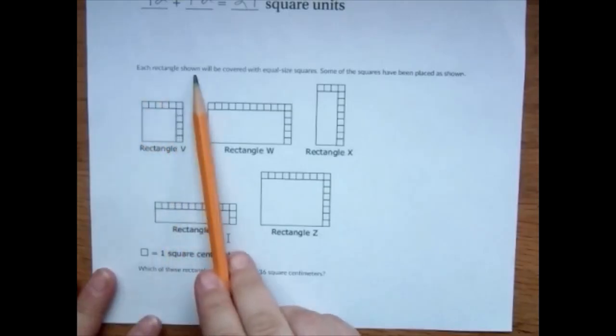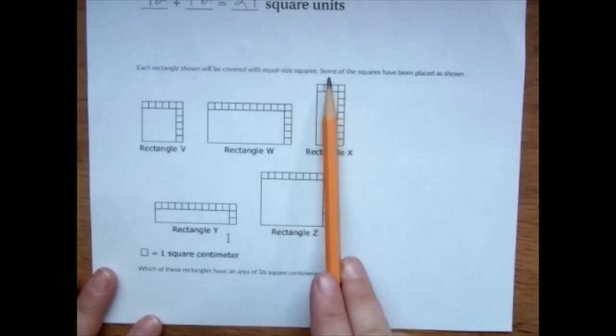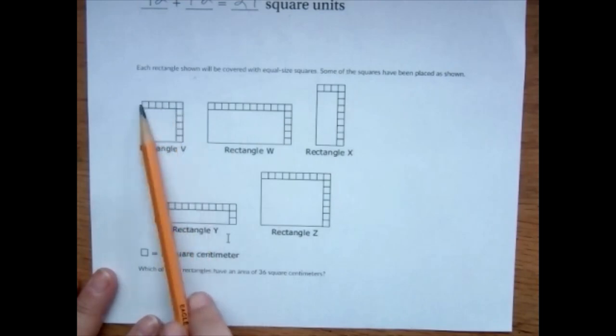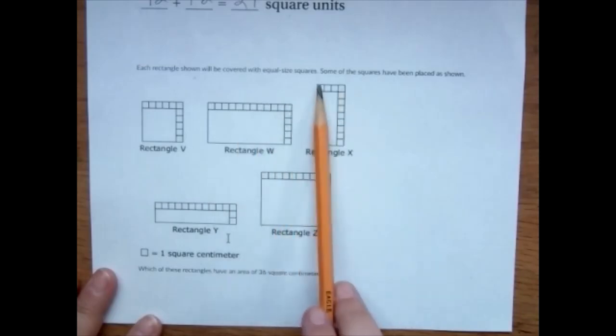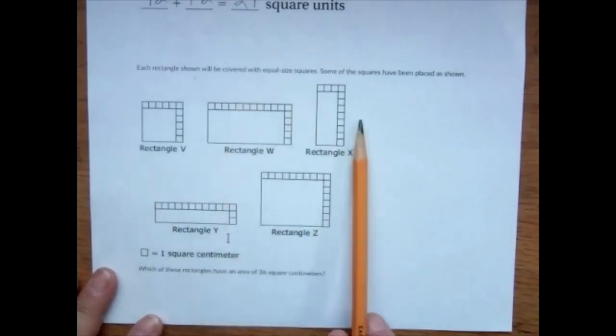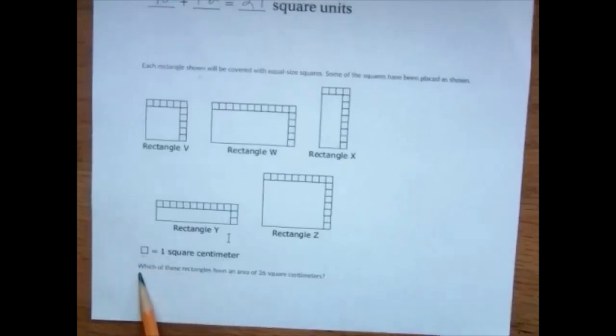Lastly, we're going to look at this problem here. Each rectangle shown will be covered with equal size squares. Some of the squares have been placed as shown. We can see that they have 1 column and 1 row already done for us. So that's going to be what we're going to count to find the area of each of these. And it gives us this key right here, 1 square equals 1 square centimeter. Which of these rectangles have an area of 36 square centimeters?